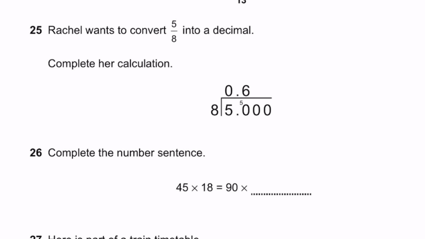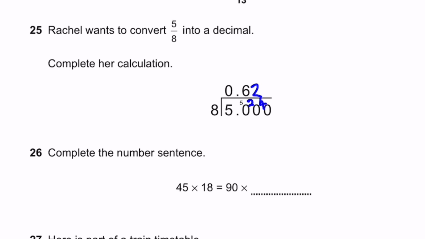Question 25. Ratio wants to convert 5 by 8 into a decimal. Complete the calculation. First, she divides 50 by 8 and we get 48. Subtracted, there's a 2. So we have a 2 remainder and we can write it up there. And the 2 remainder adds up with this to get 20. And then we divide that by 8. 2 into 8 is 16, so we write 2 here.